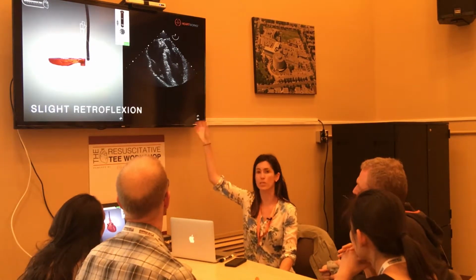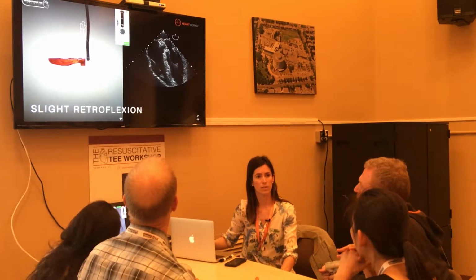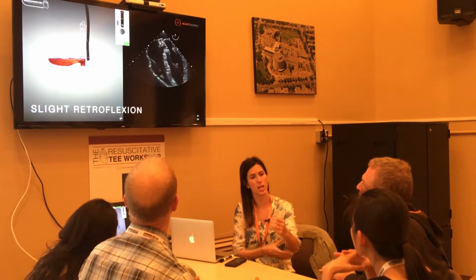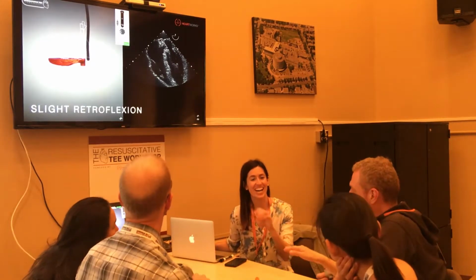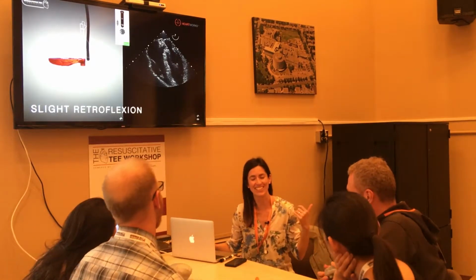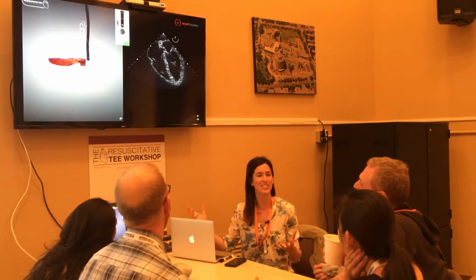How would I improve this view? More depth. And where do I change that depth? On the machine, all the way around the machine. Nothing to do with the actual probe. Exactly. So we adjust our depth and now we get this beautiful image.